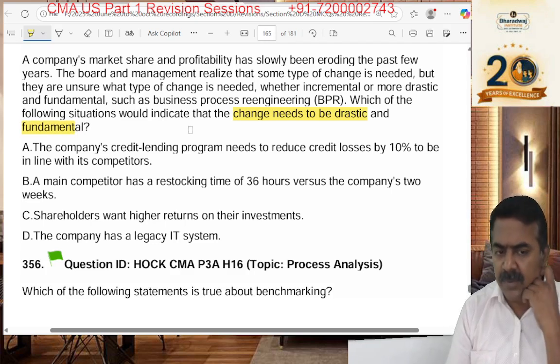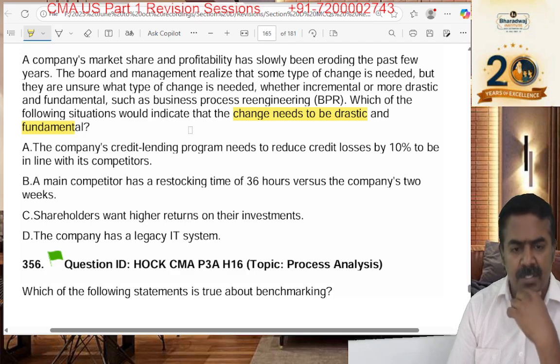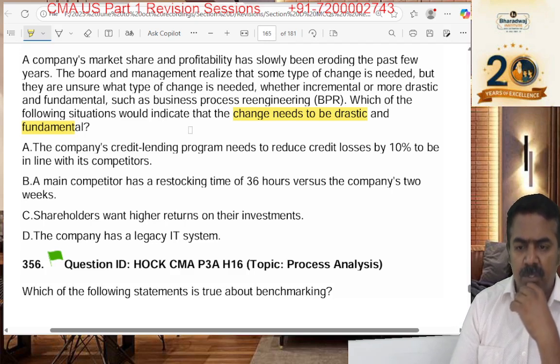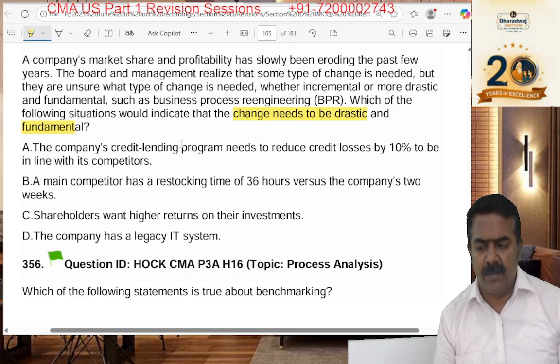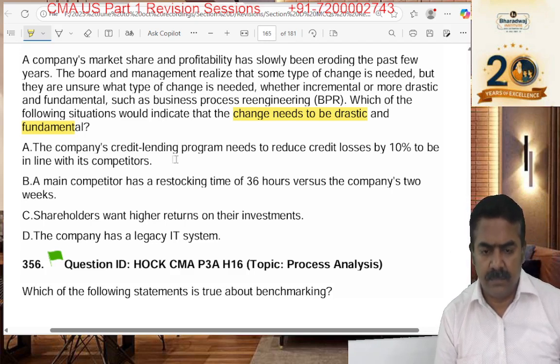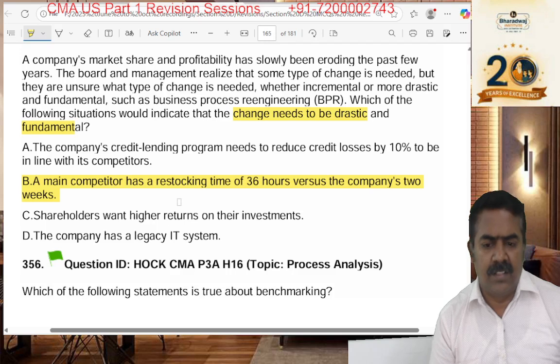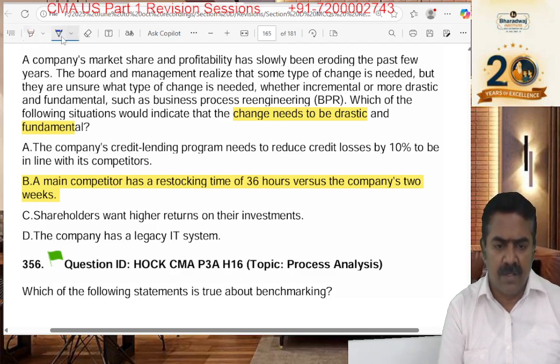Market share is coming down, some type of change is needed, but they are unsure what type of change is needed, whether incremental or more drastic and fundamental BPR. Which of the following situations would indicate change needs to be drastic and fundamental? Credit lending is nothing to do. A main competitor has a restocking time of 36 hours, whereas the company has 2 weeks. Shareholders want higher returns. The value chain analysis: the fundamental thing is the competitor is moving the inventory very fast, 36 hours, but we are taking 2 weeks.